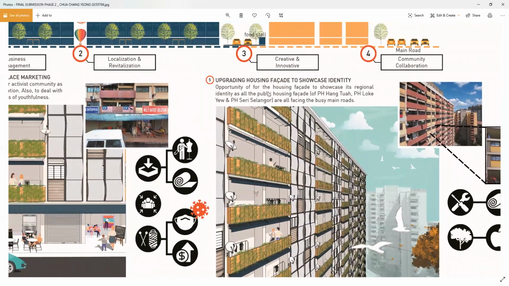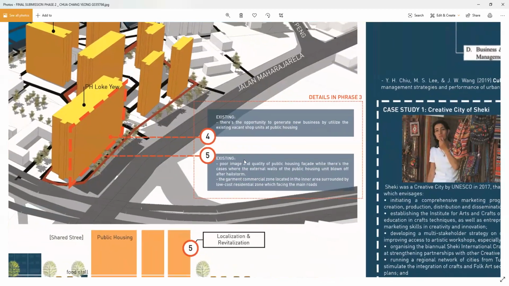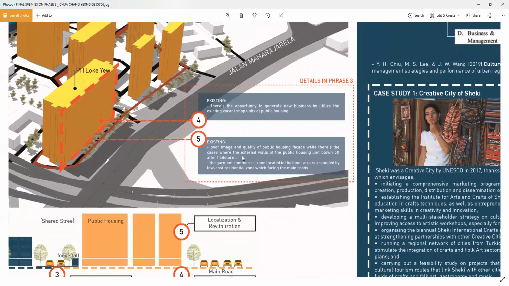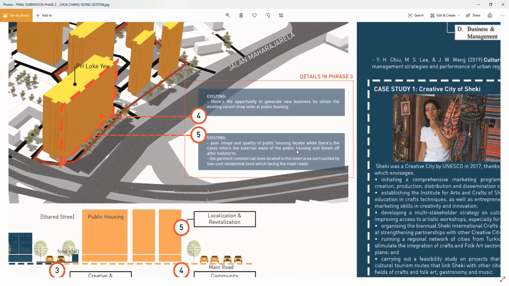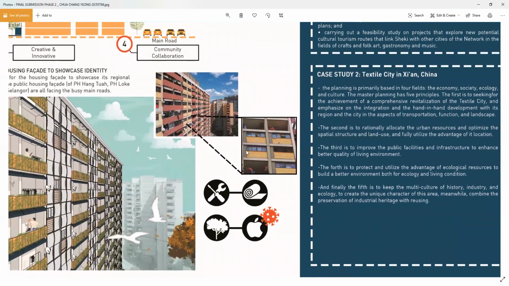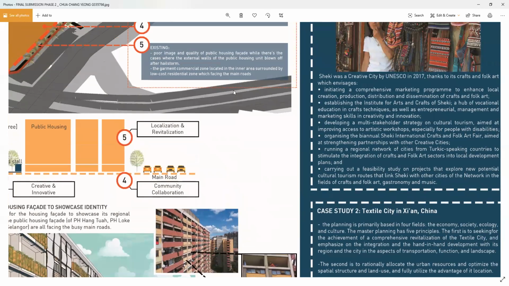Okay, then we move to the fifth approach. The poor image and quality of public housing facade. Well, there are some cases there. The external walls of the public housing units blown off after a hailstorm. Here, the pictures show that the facades actually drop during the heavy storm. It's very dangerous and a very poor image, a poor performance.